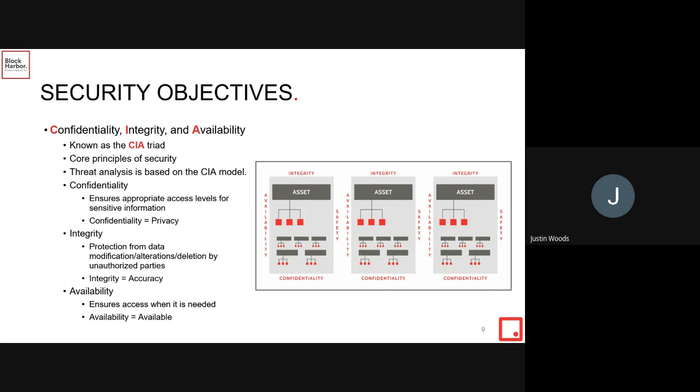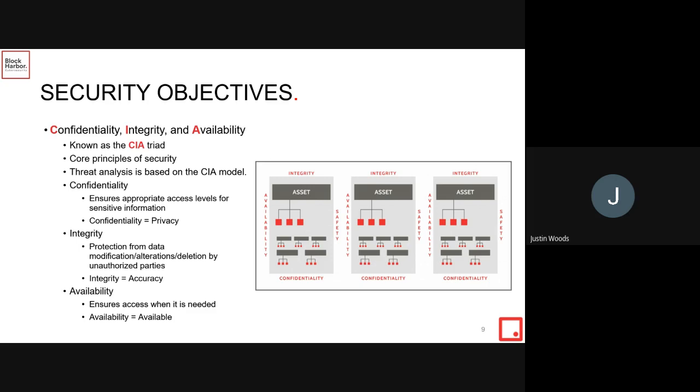Then for integrity, we have protection from data modification, alteration, deletion by unauthorized parties. So what this means is accuracy. So if we go off that same example of the logs with user credentials, perhaps the password is changed or the user is completely deleted. Something like that is going to be an integrity issue. So something is being changed, deleted, or altered in some way, right?